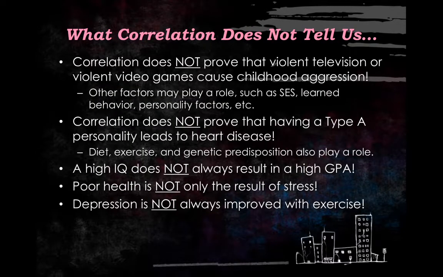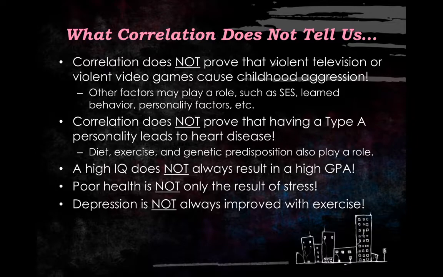Going back to our first several examples there. Correlation does not prove that violent television or violent video games cause childhood aggression, right? Other factors, such as socioeconomic status, right? How wealthy or how impoverished, or what's the economic status of the child playing that game? Learned behavior, right? Is it more so that they're learning the behavior to be aggressive from parents and siblings and friends, or is it from the video game, right?